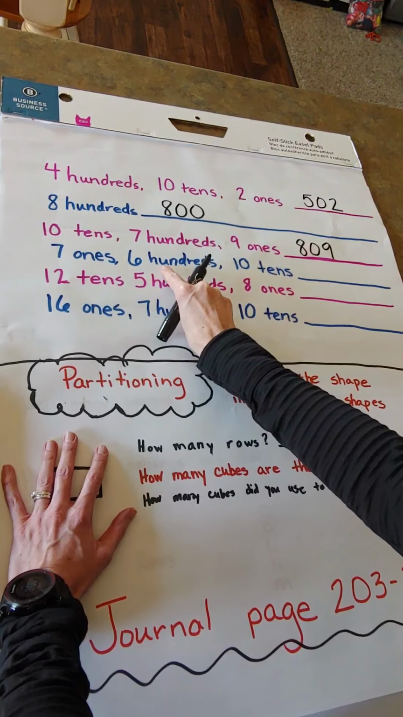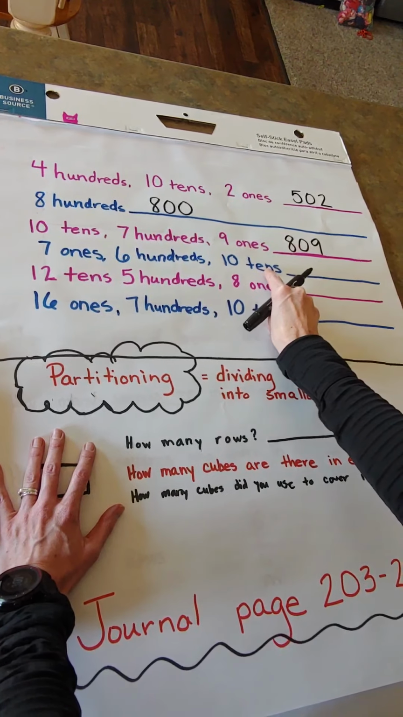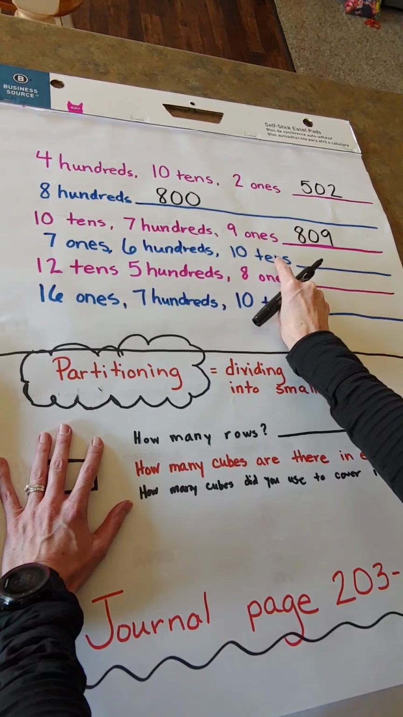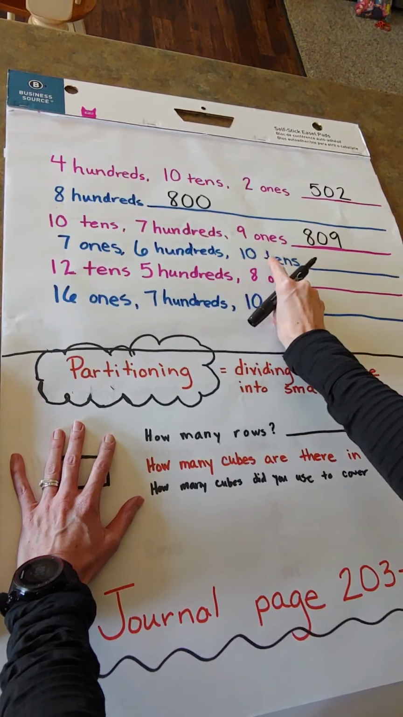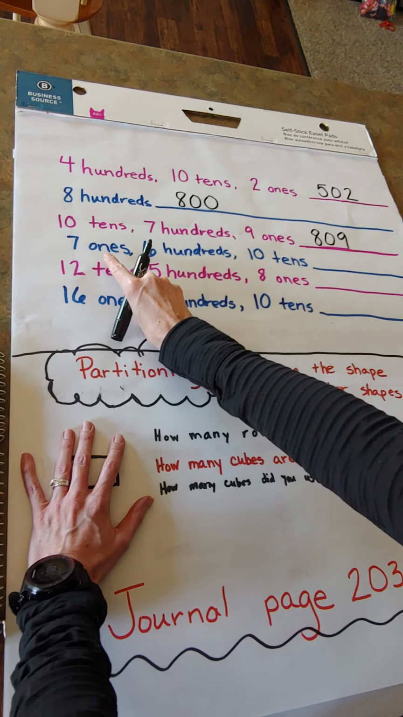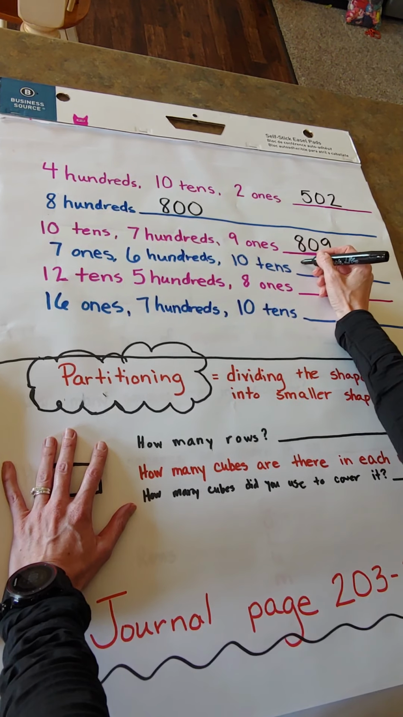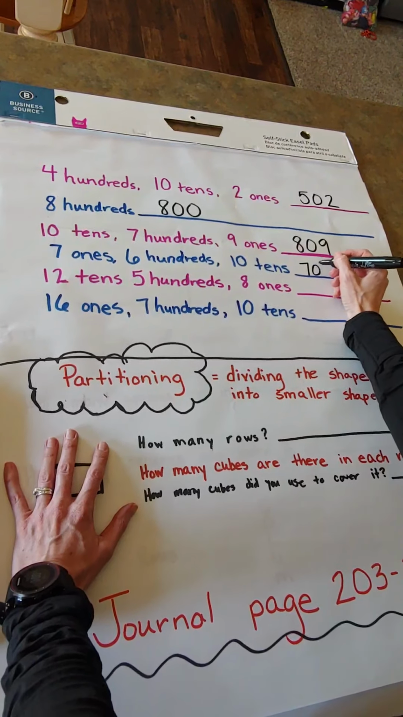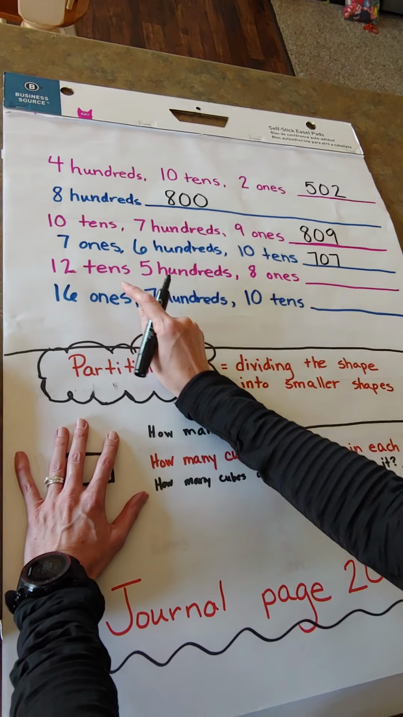Oh, I'm going to jump here. I see 6 hundreds, 10 tens. 10 tens is 100. 600 plus 100 is 700, plus 7 ones, 707.